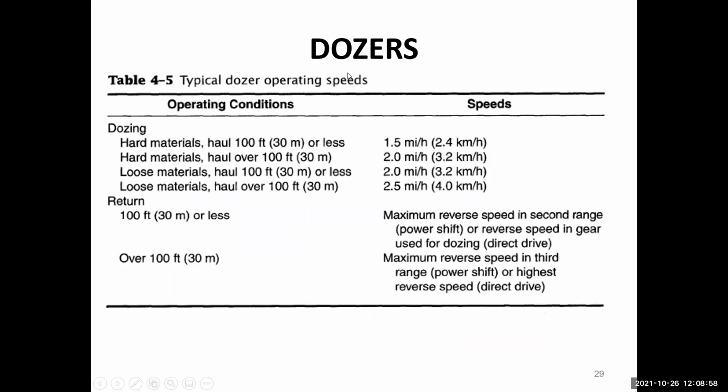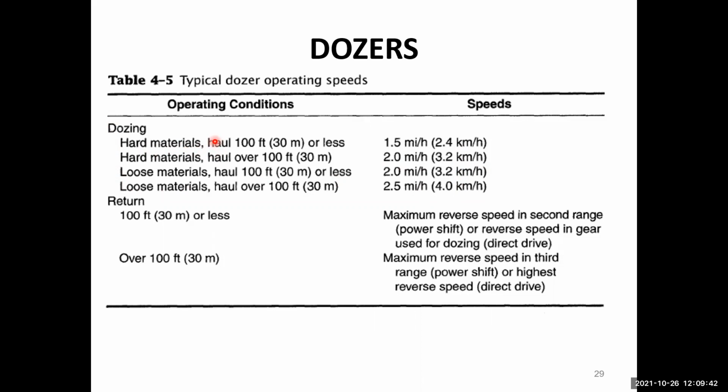More data about the dozers is here in this table 4-5, table 5. Typical dozer operating speeds range across the different types of actions which the dozer is performing. For example, if the dozer is dozing, that is, cutting the material and pushing the material in front, then it can have these typical speeds.